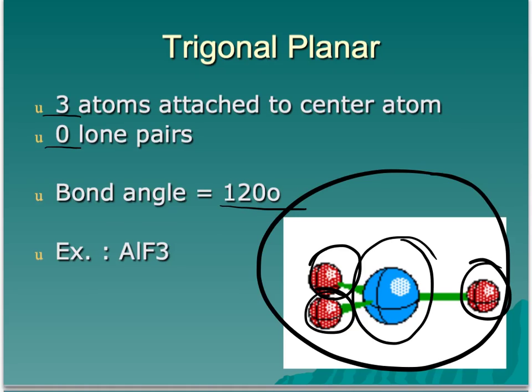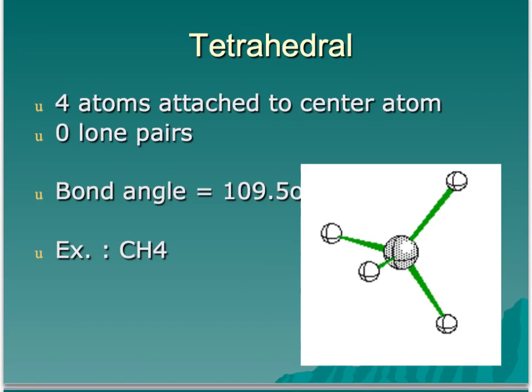So an example would be AlF3, and in that example, if we're using the one over here, the middle one would be the Al, and then these little red ones on the outside would be our three Fs to make AlF3. The next shape is tetrahedral.